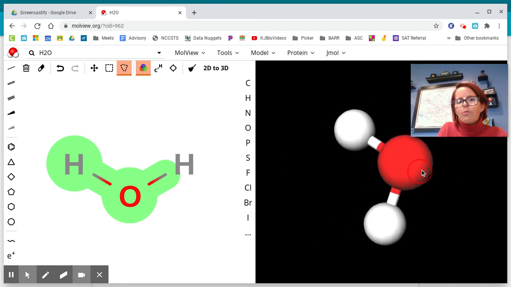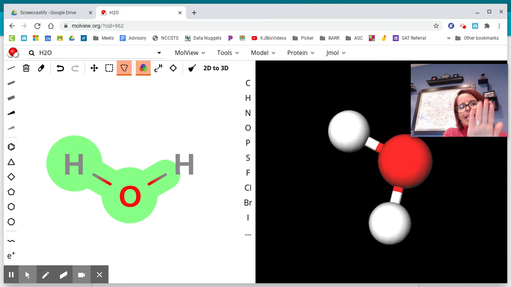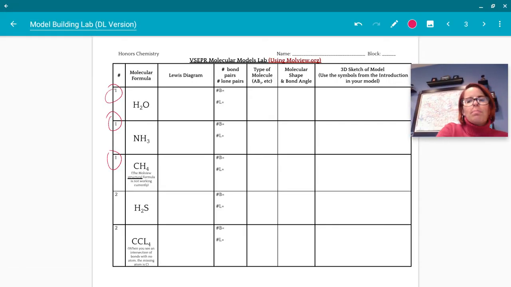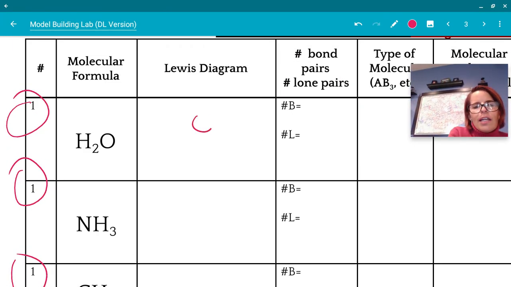So I'm going to rotate water, and I can see that if I draw it like this, then all 3 things are in the same plane. It's flat, and water is a flat molecule. So I'm going to go back over to my drawing. Here's my drawing, and I'm going to pinch it bigger so that I have more space to draw it. And I know that oxygen bonds with a hydrogen, and it bonds with a hydrogen.